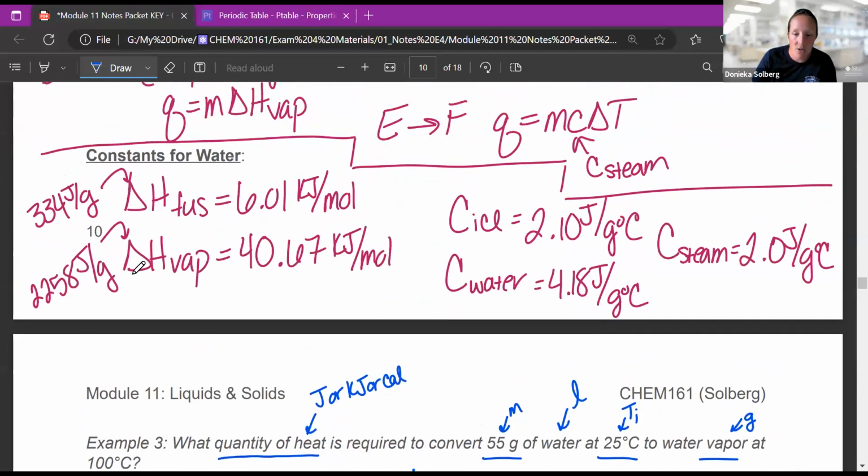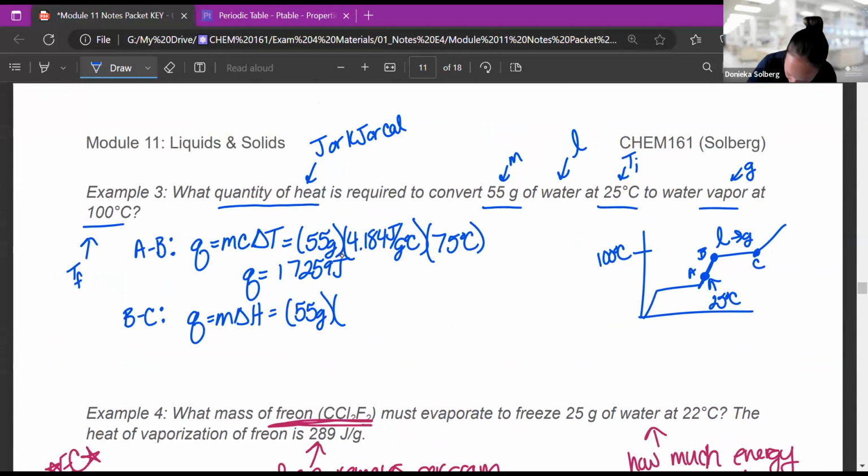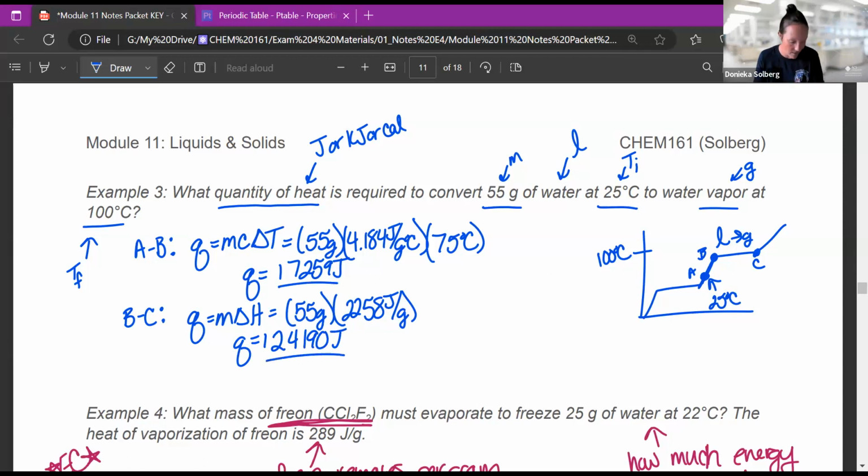So let's look up here, delta H vaporization. I'm in grams. I don't really want to convert to moles. So I'm going to use this value, 2258 joules per gram. So I got 2258 joules per gram. So to vaporize 55 grams of water with no temperature change is 124,190 joules. So the whole process is going to be this number plus this number.